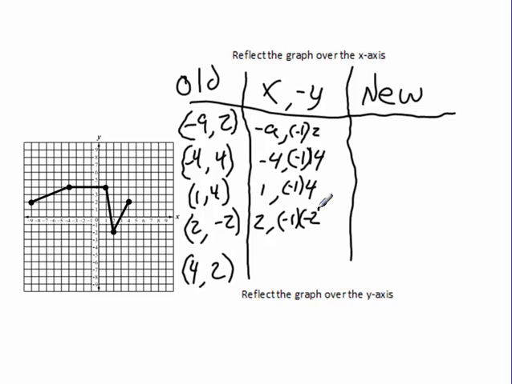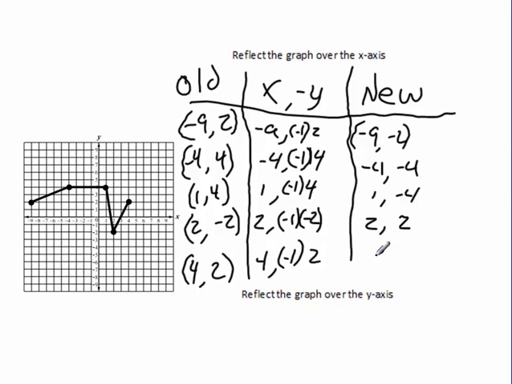It's essential that we know that that is multiplication there. And then 4, comma, negative 1 times 2. So my new points are -9, -2, -4, -4, 1, -4, 2, 2, and 4, -2. Again, these are points, and just for these charts, I'm going to stop using the parentheses because I feel like that's making it a little messy.